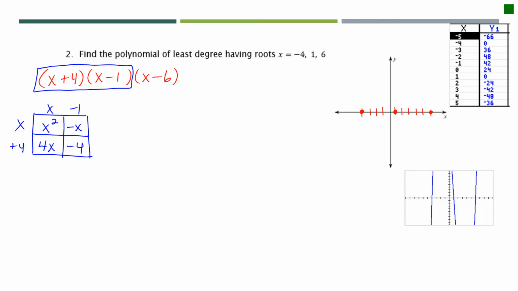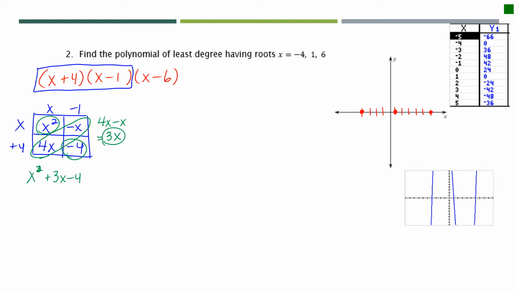Now again, I have to look at like terms. I have 2 x terms here. So if I did 4x minus x, that would give me a grand total of 3x. So I have x squared plus 3x since it's positive, and then minus 4. So x squared plus 3x minus 4.